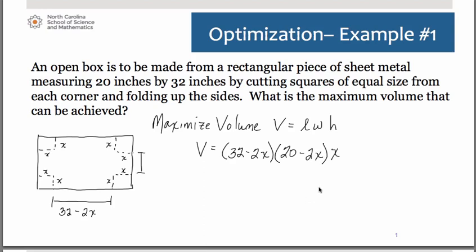So we have now a volume formula that we can maximize. It is in terms of one single variable, so that makes it a little bit easier. We know we're going to have to find the derivative of this, set it equal to 0, so as to find our critical numbers that will hopefully lead to a relative maximum. It would be helpful, though, to find the derivative of this if we had it as a polynomial. If you were to multiply this out, you get 4x cubed minus 104x squared plus 640x. And that's what we can take the derivative of to proceed from here.